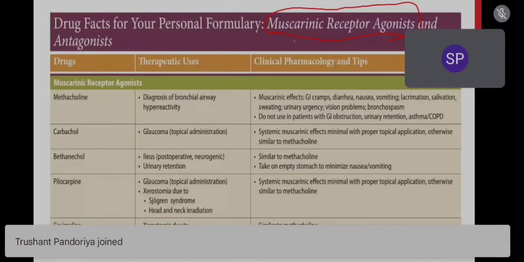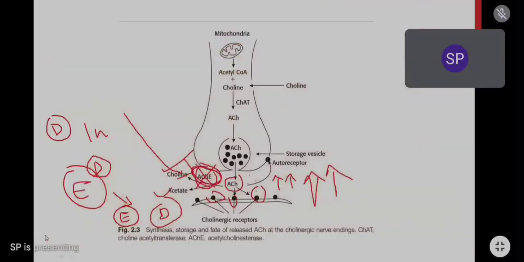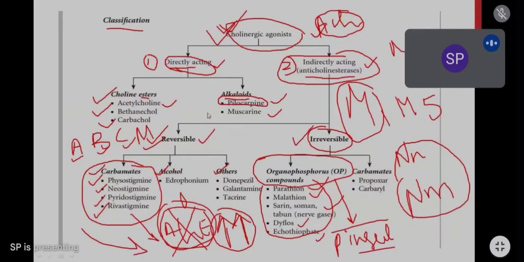Okay. So, in muscarinic receptor agonists, we have methacholine, which we just discussed in the classification. We have carbachol, bethanechol, pilocarpine and cevimeline. Cevimeline is one new drug added here. We can add it somewhere here. Okay. So, these are cholinergic agonist drugs.